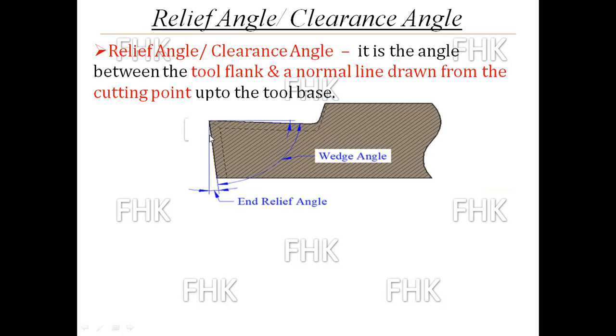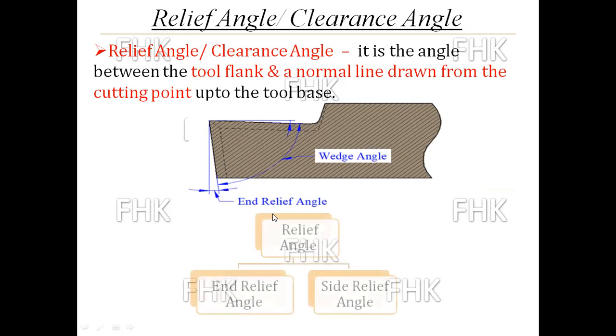So the angle made by the tool flank. This is the tool flank. Again, there are two flanks, as we saw yesterday in the previous session, the major flank and the minor flank. So this is one flank. The angle made by this flank surface and the line perpendicular drawn from the cutting point is called the relief angle. Again, that relief angle you can see in two different views.